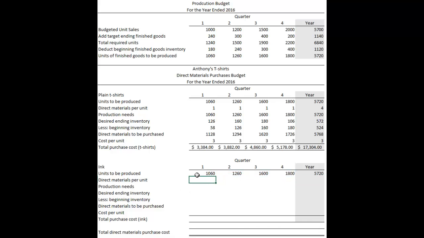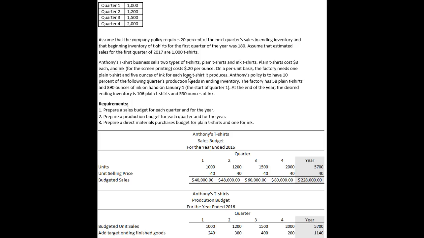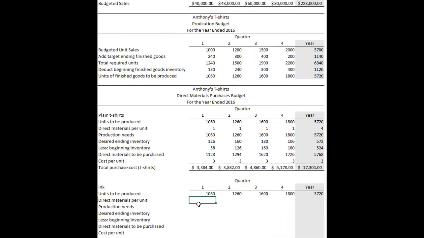We don't use one ink. We need the unit of measure. A t-shirt is a t-shirt, right? But ink comes typically in some unit of measure, like an ounce or something like that, right here, fluid ounces. So each t-shirt consumes 5 ounces of ink. So for every one t-shirt we need 5 ounces of ink, and that tells us that for our production needs, we're going to take the units produced times the ounces of ink. 5,300 ounces of ink we need to meet those production requirements. And that same formula works its way all the way across all 4 quarters.